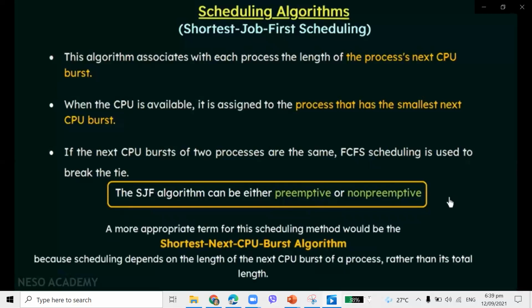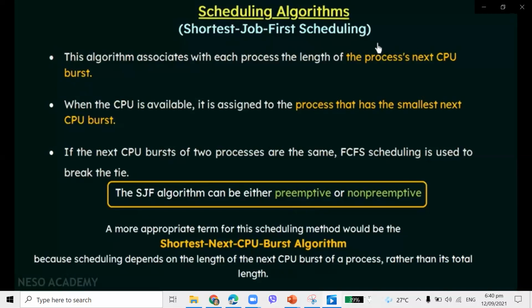So as we discussed about the way this shortest job first scheduling works, one thing that we have to notice is that a more appropriate term for this scheduling method would be the shortest next CPU burst algorithm, because scheduling depends on the length of the next CPU burst of a process rather than its total length. So as I have explained in the beginning itself, in this SJF algorithm, though it is called the shortest job first scheduling, we are not considering the entire length of the process, but we are just considering the length of this process's next CPU burst. That means when the process is going to use the CPU for the next time.